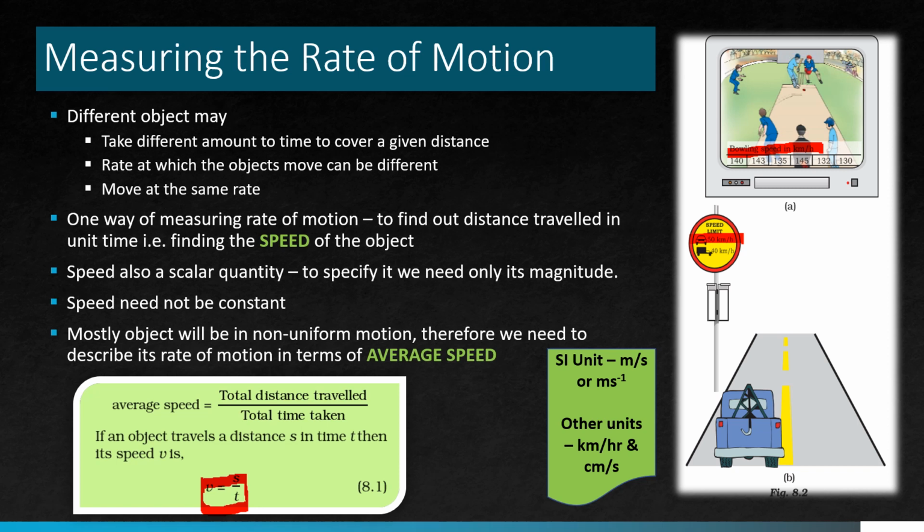Now the standard unit of speed is meter per second, right? And there are other units too. You can denote speed in kilometers per hour, kilometers for distance and hour for time, or centimeters per second. So these are the various units in which you can denote speed, but the standard unit is meter per second. Okay. Now we'll discuss further about velocity.